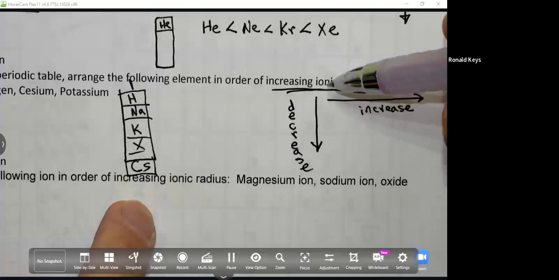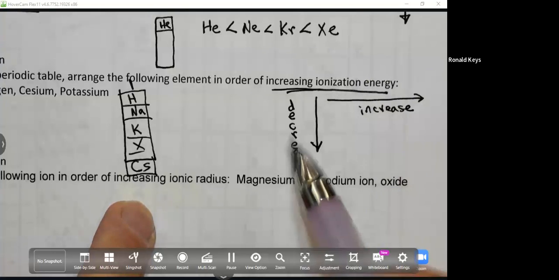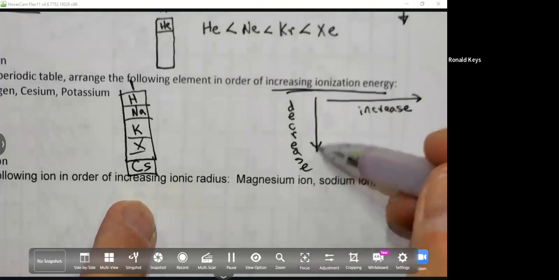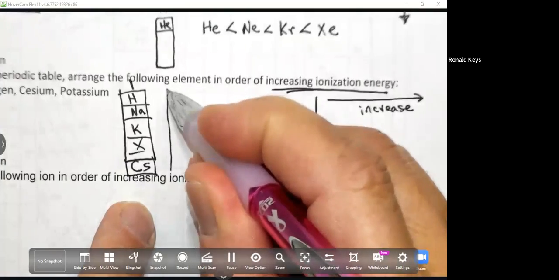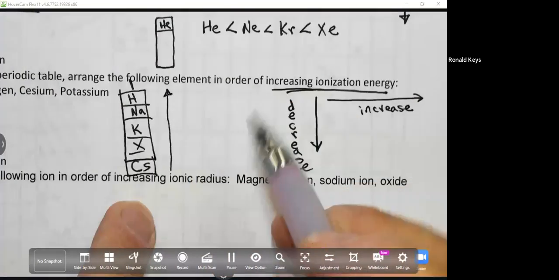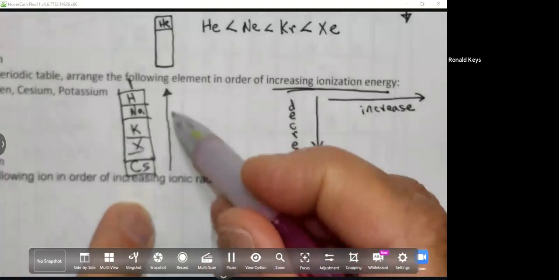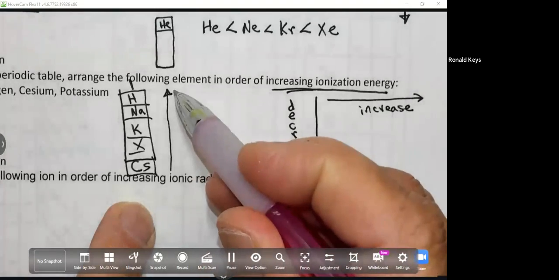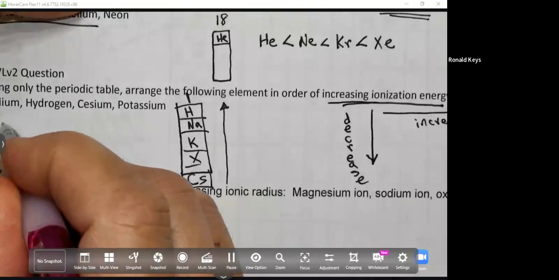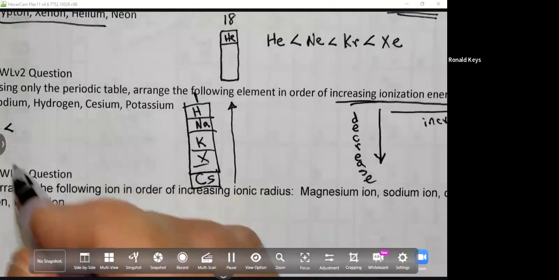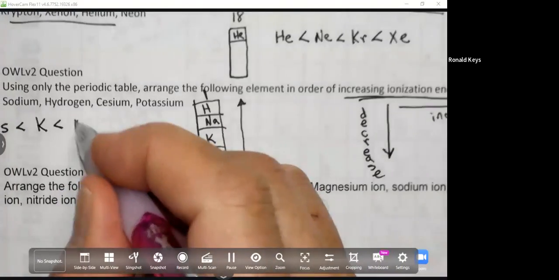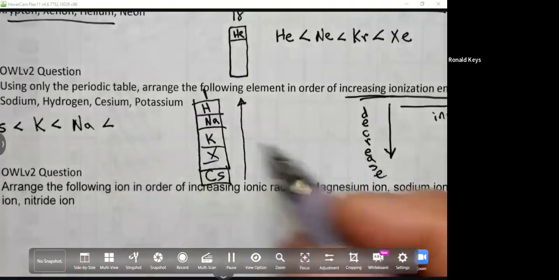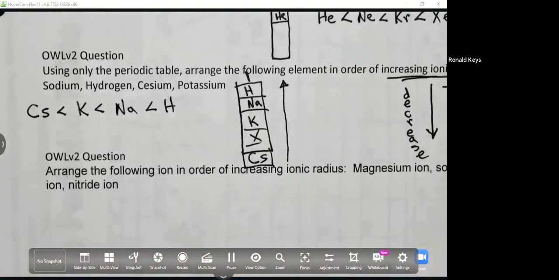Okay, so increasing ionization energy then, if it decreases going down, it's going to increase going up. According to this, increasing ionization energy is going to be this way. So then we could say cesium is less than potassium, and potassium would be less than sodium, and sodium would be less than hydrogen. We could put it that way.